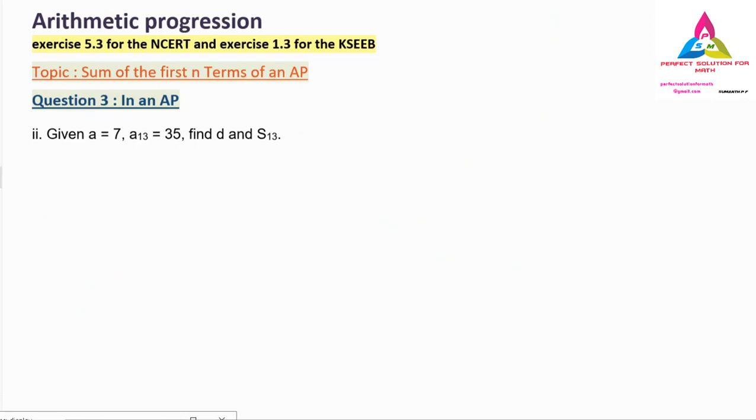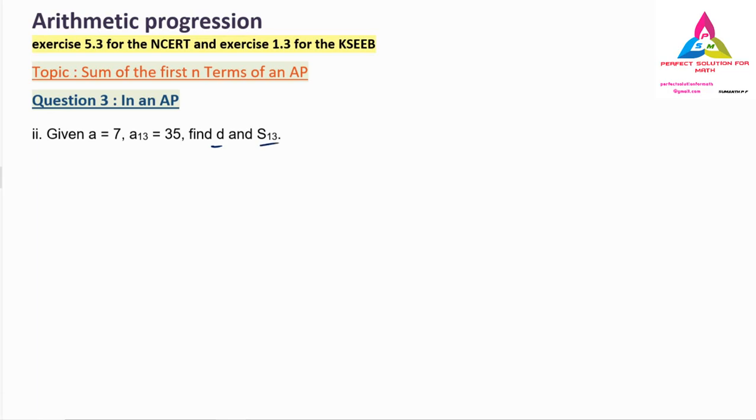Coming to the second question, they have given that a is equal to 7, a13 is equal to 35. The two things given over here are a, the first term, and also a13. Then you have to find the d value and S13 separately.